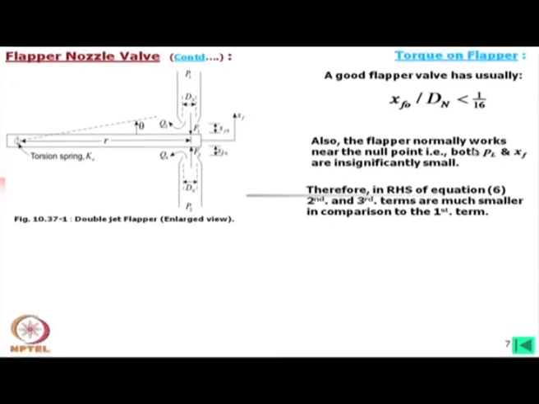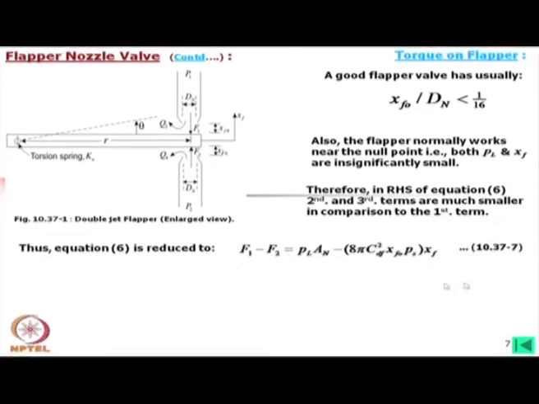Anyway, if these are too small, then on the right hand side of equation 6, the second and third terms are much smaller in comparison to the first term. And then finally, if you look into that equation, we can neglect two terms, and we have this usable equation to estimate the controlling force. Okay.